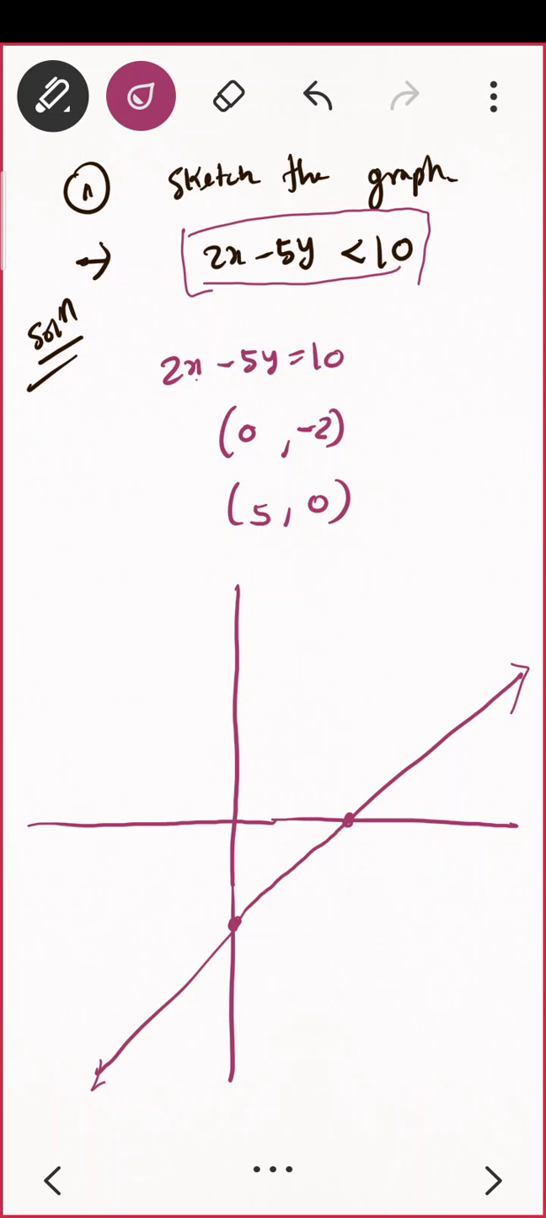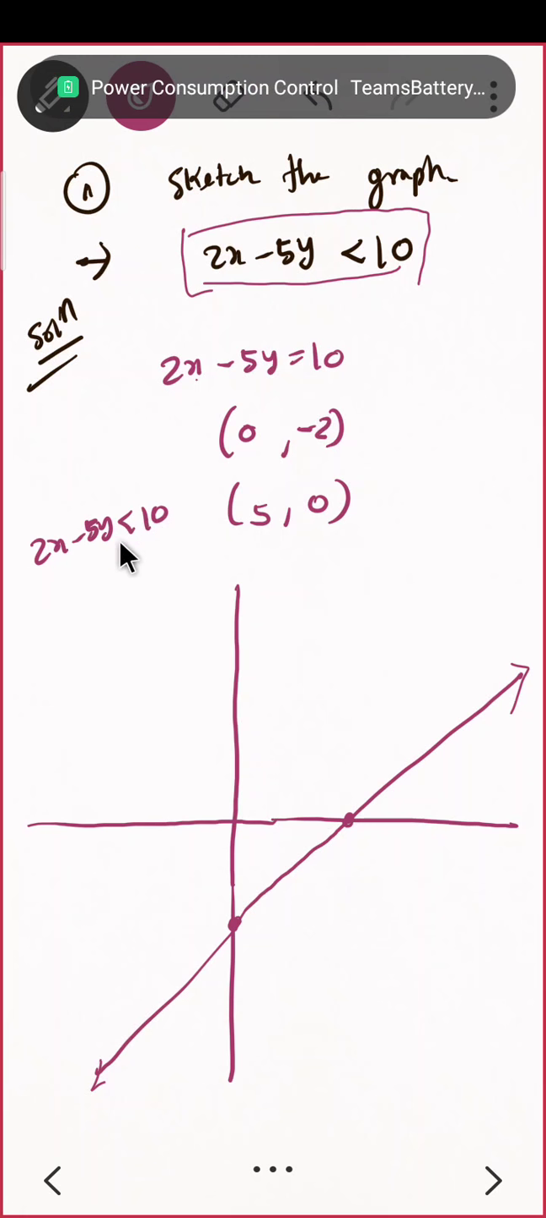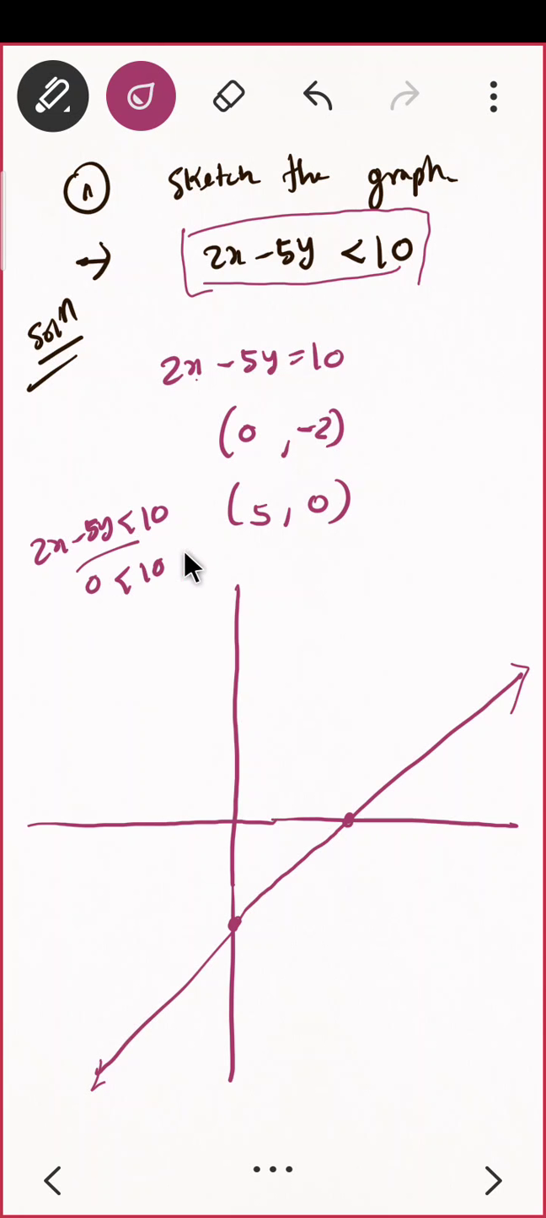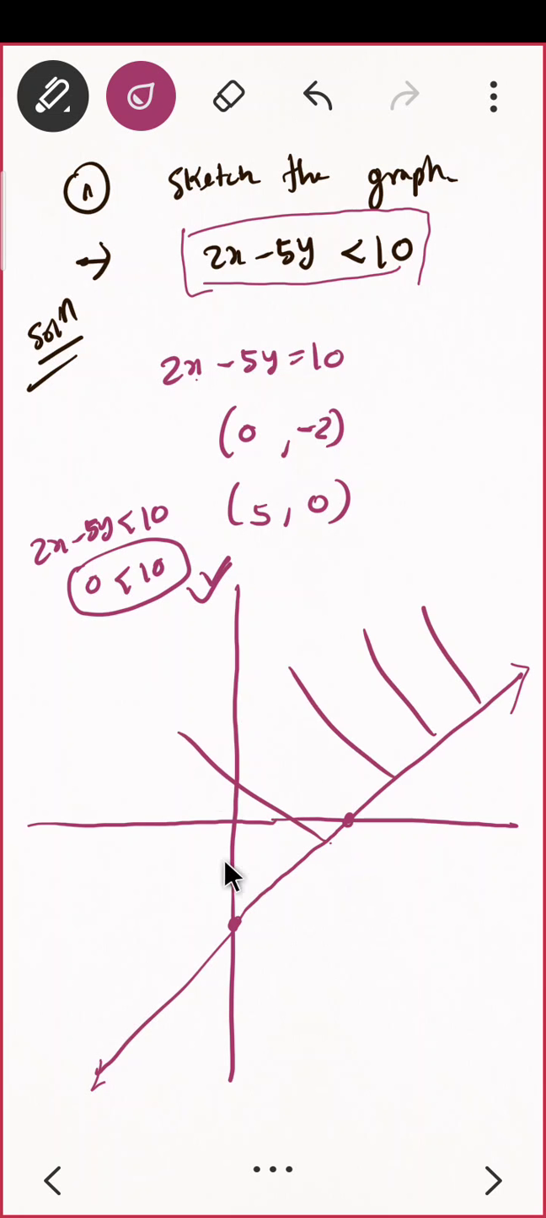Very nice, very nice. If you substitute the coordinates of origin, your equation is 2x minus 5y less than 10. If you put origin, that is 0 is less than 10. Is it true? Yes, that is definitely true. Correct? So the graph is this side. This is your graph. This is your shaded region. Is that correct, everyone?